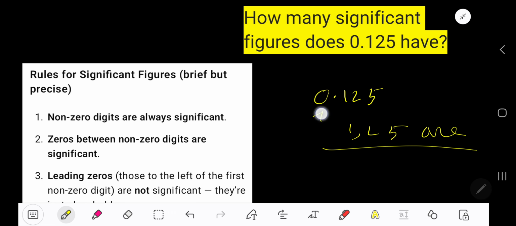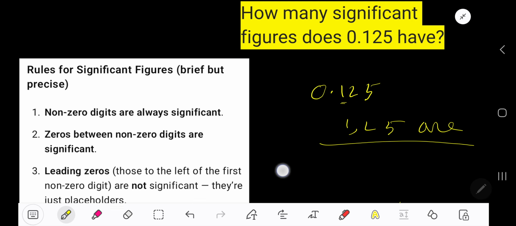This 0 is not significant because this is a leading 0. Leading 0 means this 0 is just before the first non-zero digit. First non-zero digit is 1, and before this non-zero digit we have a 0 digit. So this is a leading 0. Leading 0 is not significant, that is why it has 3 significant digits.